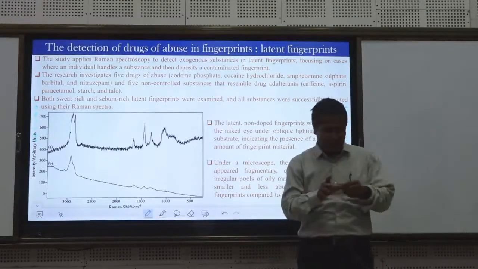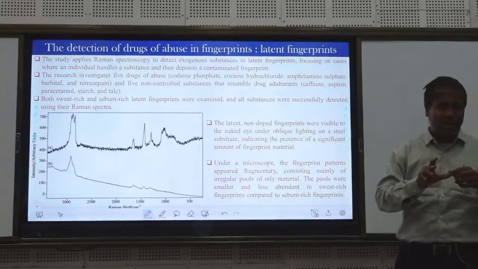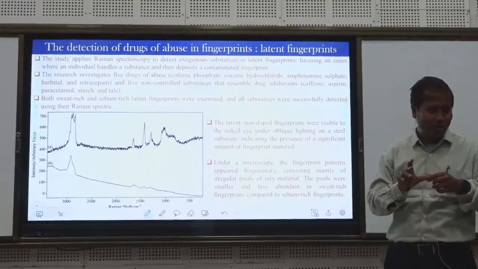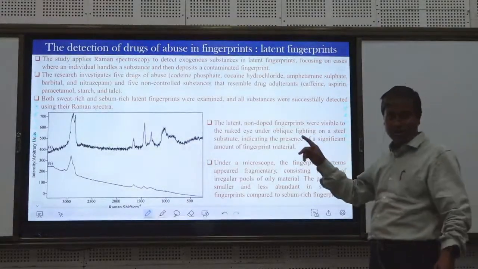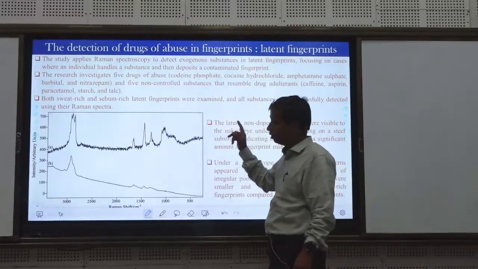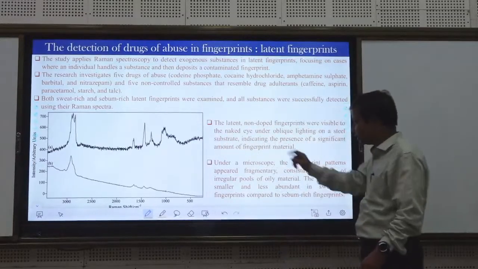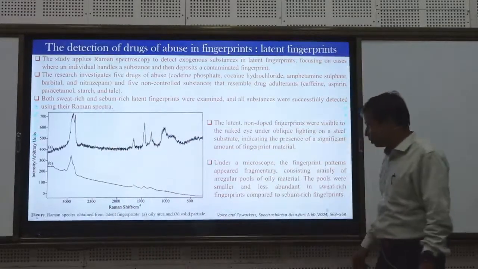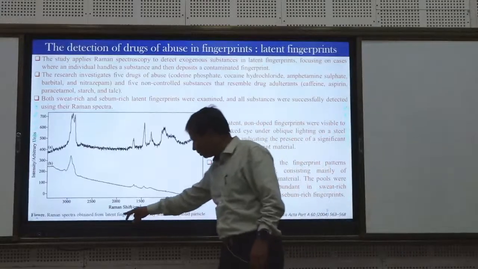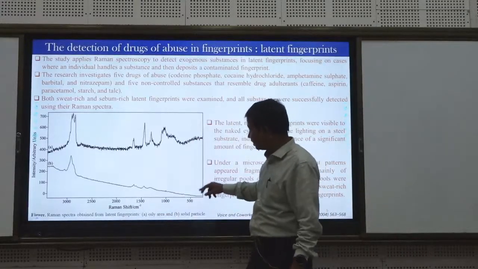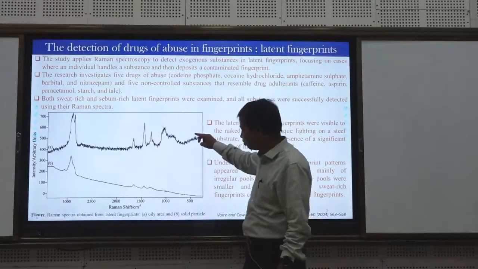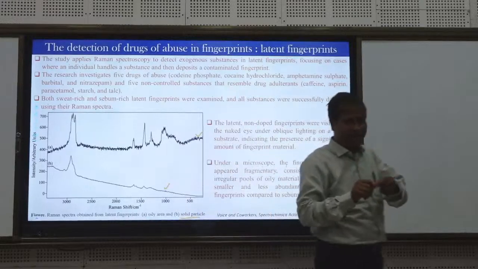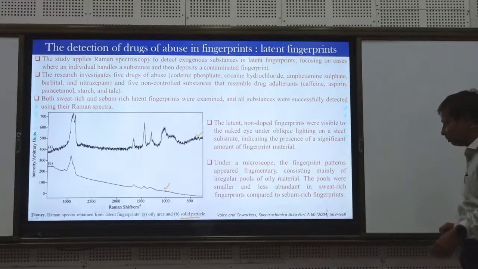So the main problem with this is that with a fingerprint, you have oil, you have dry cells, as well as some proteins. From there, you have to find out the signature of the drug molecule. So this can be done in a very efficient way using Raman spectroscopy. So this shows the Raman spectra obtained from the latent fingerprints. A is the oily area, and this is the solid particle. The solid particle is mainly the dry cell, the dry skin.